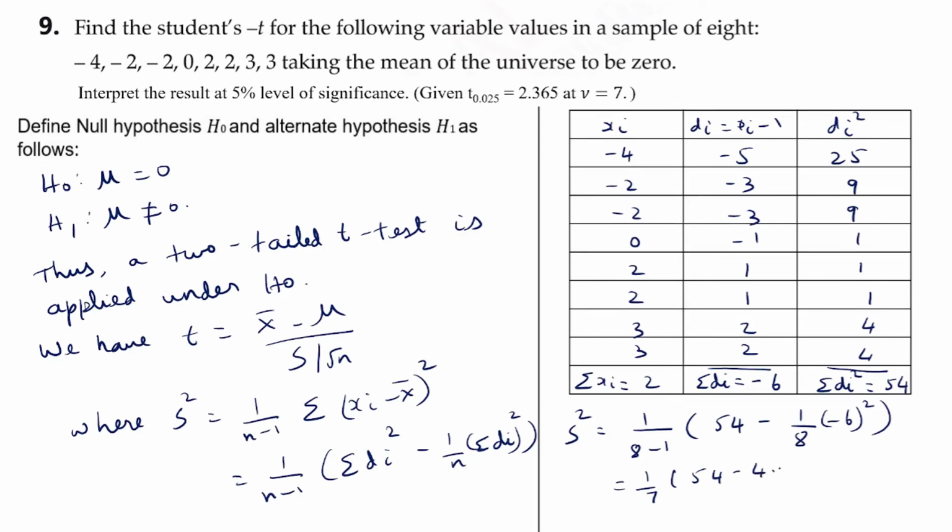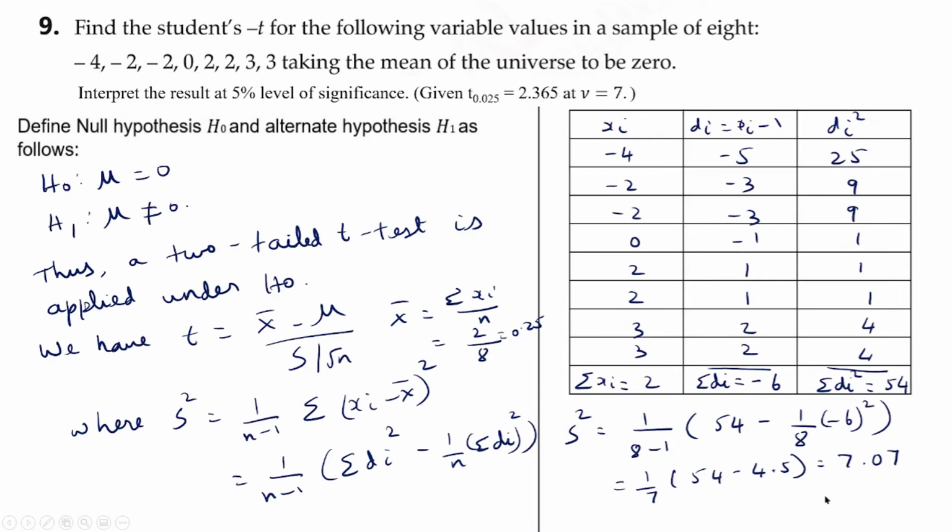It is 4.5. So this is 49.5 by 7, or it is 7.07. So we have got s square as 7.07. Now we have to substitute s here. Then x bar is equal to summation xi by n. It is 2 by 8. So this is 0.25. So x bar is 0.25.